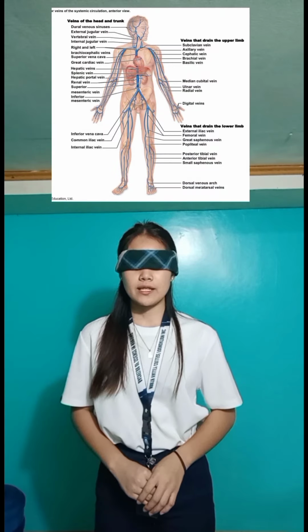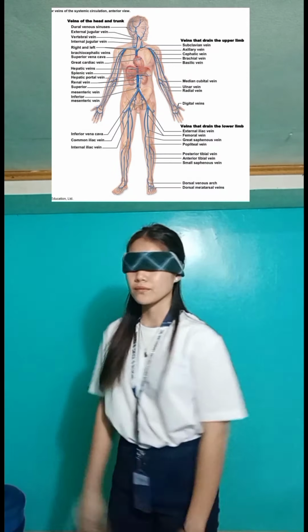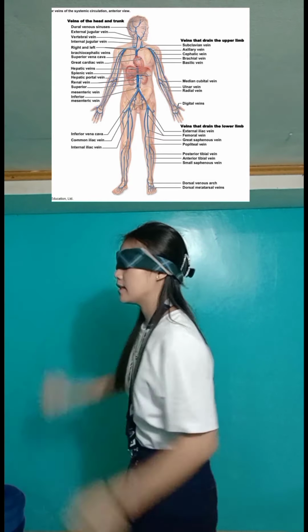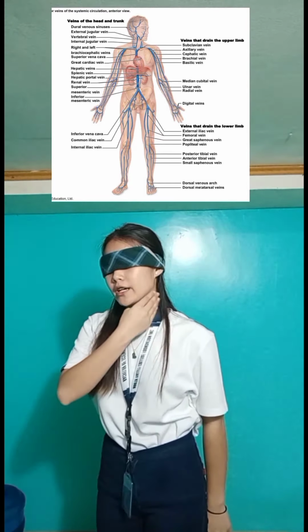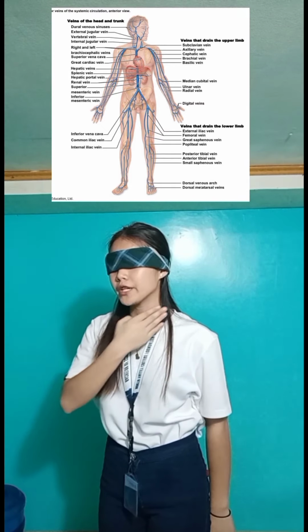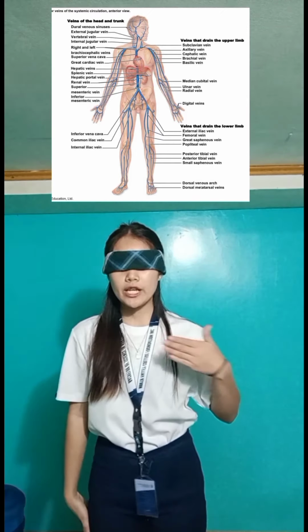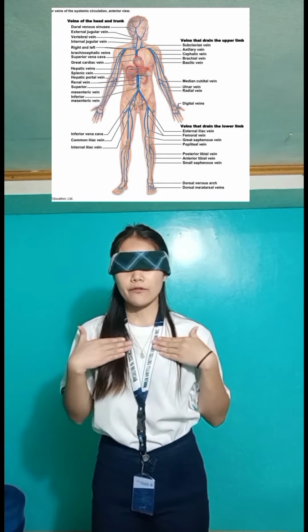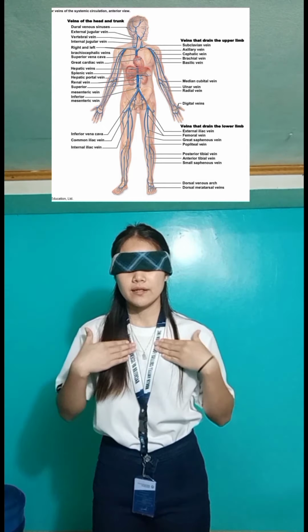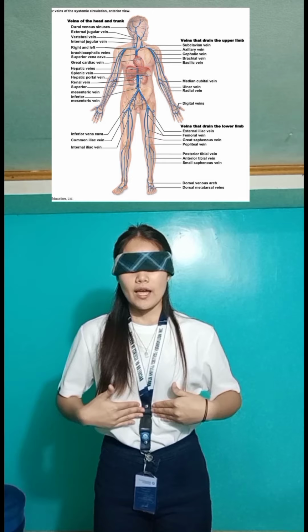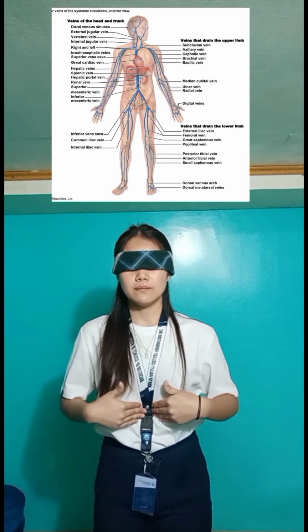The major veins of the systemic circulation in anterior view. First is the veins of the head and the trunk. Here is the dural venous sinuses. And in these parts are the external jugular vein, the vertebral vein, and the internal jugular vein. In here is the right and left brachiocephalic vein. Here is the superior vena cava and the great cardiac vein.